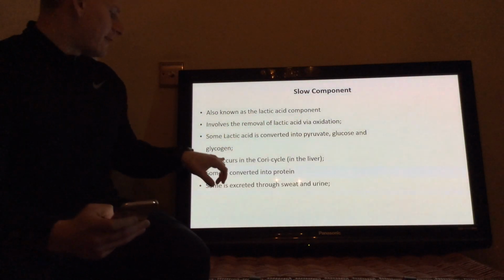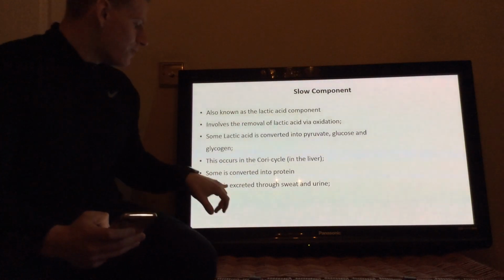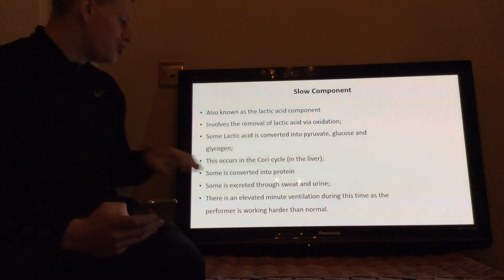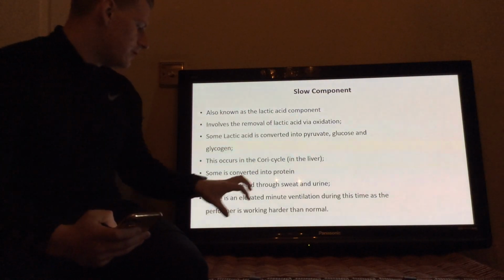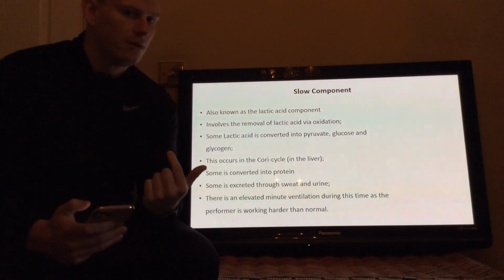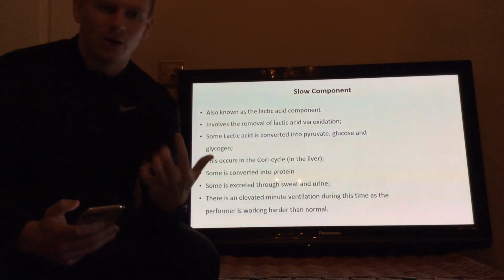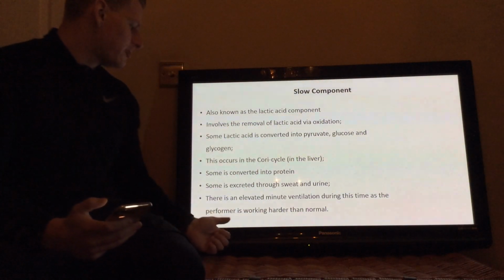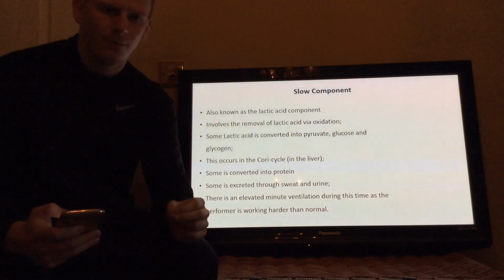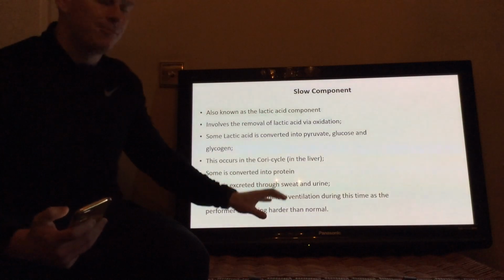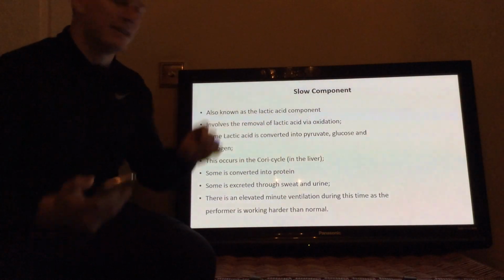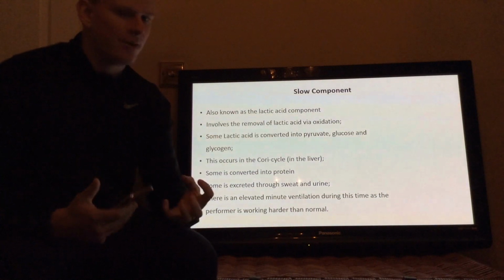Then some of it will get converted into protein, some can be excreted through sweat and urine, and during this time the performer is going to have an increased minute ventilation, also an increased oxygen consumption, because the performer's body is still working harder than normal in order for these processes to take place. Okay, so that's it in terms of the theory of EPOC.